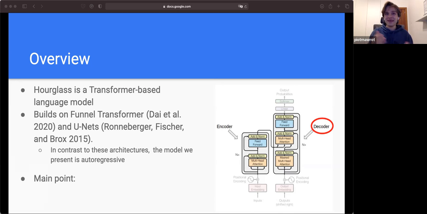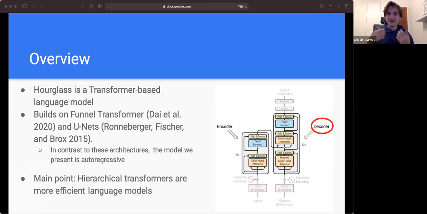Finally, I would like to share with you the main point of this presentation, our paper and Hourglass in general. Throughout the presentation, I will be trying to explain that further, but for now you have to trust me. The main point, as you could have guessed by now, is that hierarchical transformers are more efficient language models. I will start with some intuition behind hierarchy and building hierarchy, then I will explain the model further, and finally, I will show you our results.